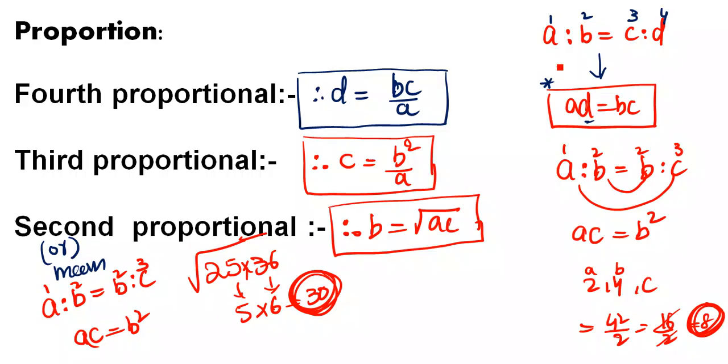Okay, right. What is the fourth proportion formula, guys? B equals BC by A. Yeah, very good. What is the third proportion formula? C is equal to B square by A. What is the second proportion or mean proportion formula? B equals root of AC. Right. Okay? Very good. There are some more points, and those points are also very important, guys.